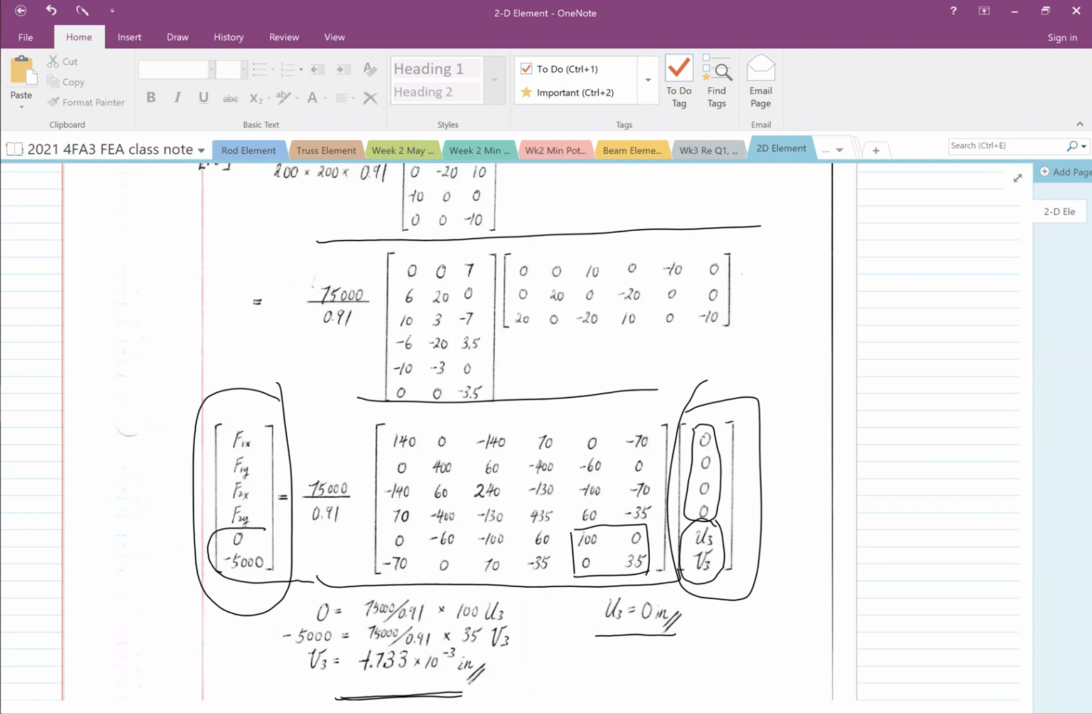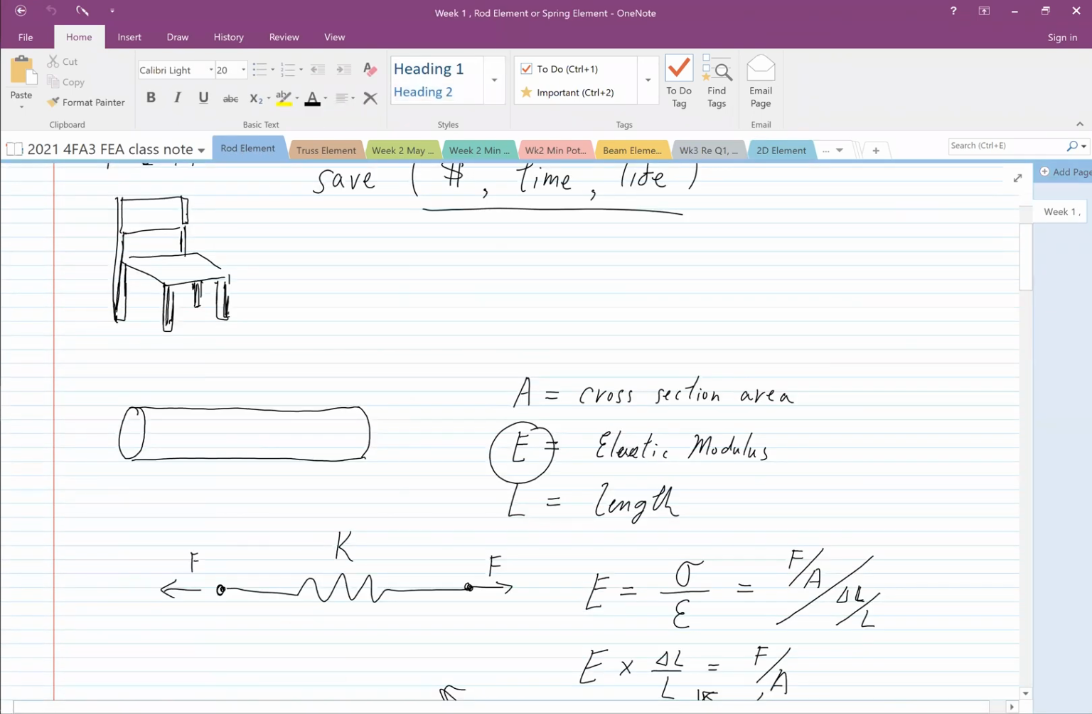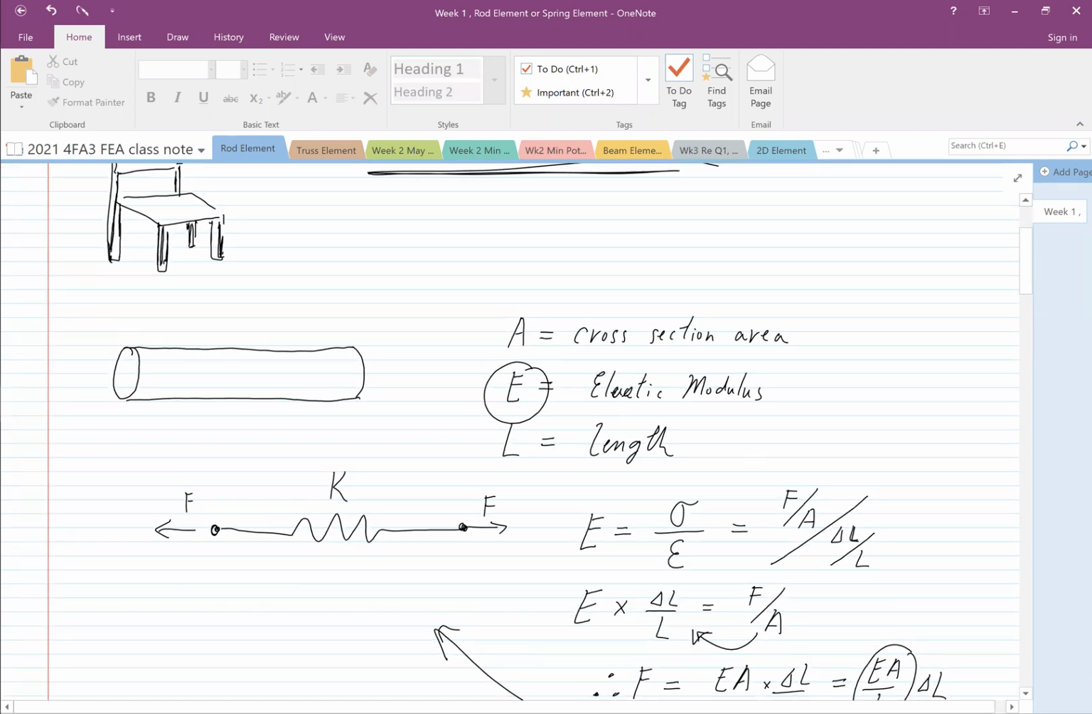Okay, so far we've gone through a lot. In week number 1, I told you why we study FEA: because we want to save money, save time, and save lives. Before we had FEA, everything relied on testing. Lots of people got hurt, and it's expensive to do so. So the most simple element is the rod element, and the stiffness of the rod element is defined by the cross section, the material's elasticity, and its length.